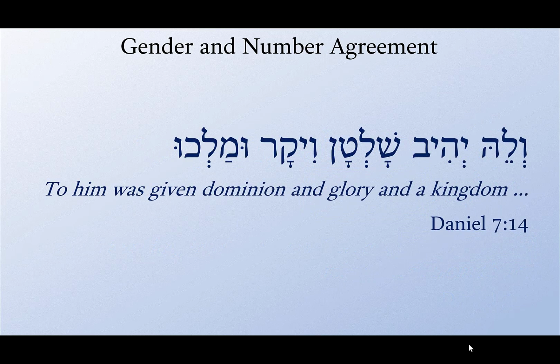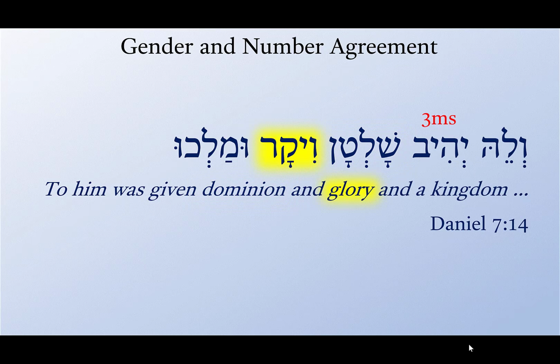But look at this, Daniel 7:14 at the beginning. To him was given dominion and glory and a kingdom. So here we have the third person masculine singular verb idea. It happens to be passive voice. So to him was given. Well, was given what? Dominion. So that's the first word. It is masculine singular. Okay, no problem. To him was given. There we have the gender agreement, masculine. We have number agreement, singular.